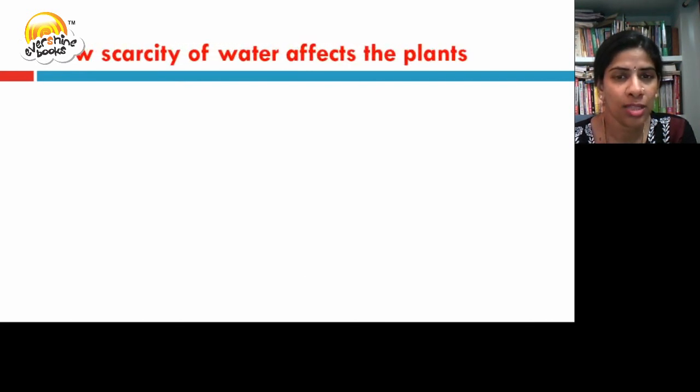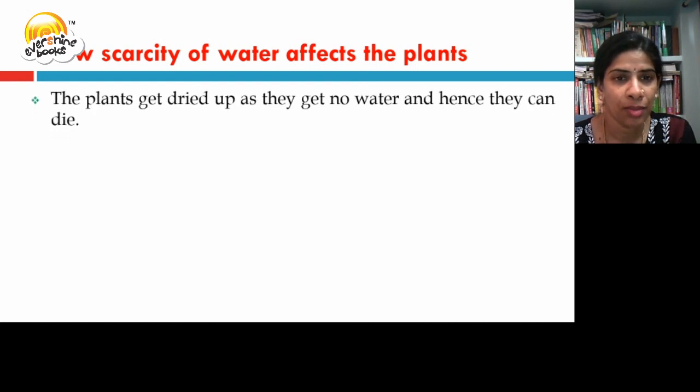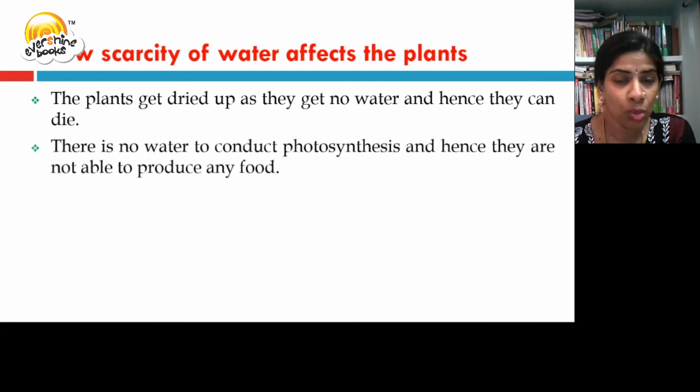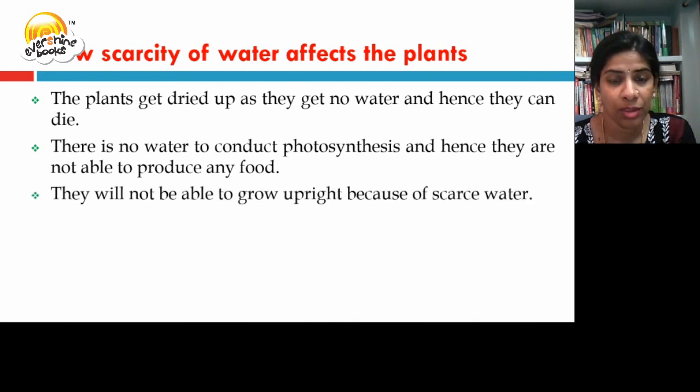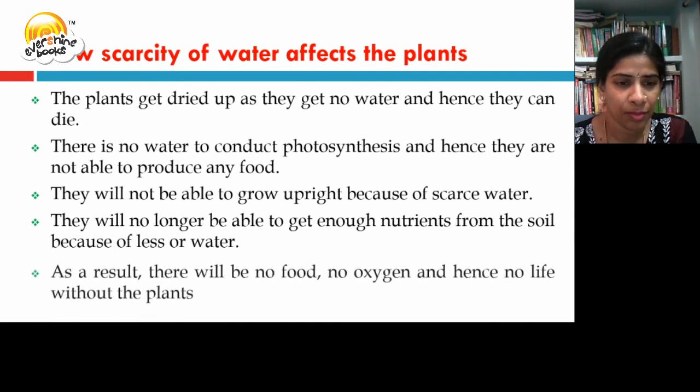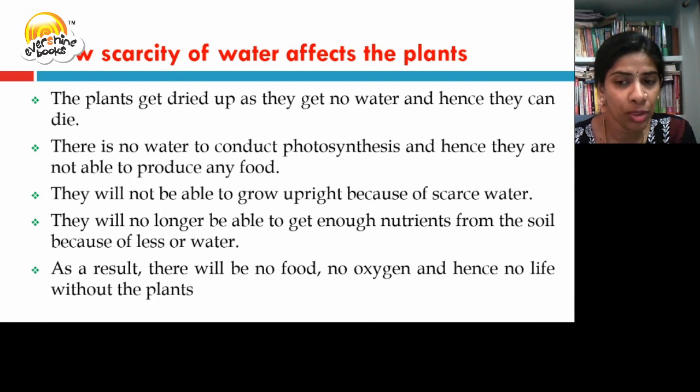Let us see how scarcity of water affects plants. The plants dry up faster if they don't get water. If there is no water, there is no photosynthesis, and so plants cannot prepare any food. They cannot grow upright due to scarce water. They do not get enough nutrients from the soil because of less availability of water. As a result, there will be no food, no oxygen, and no life without plants.